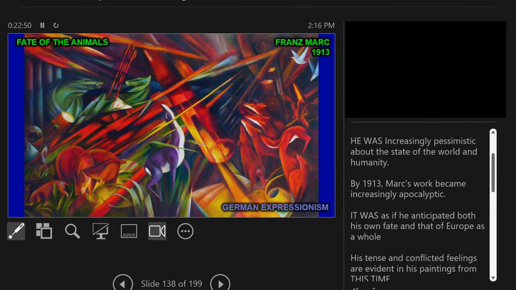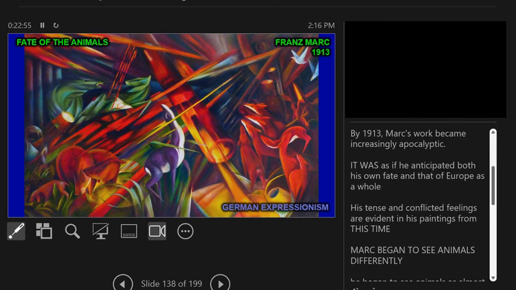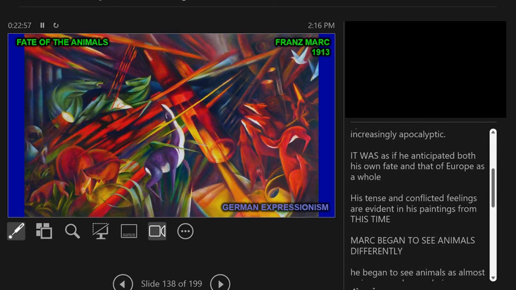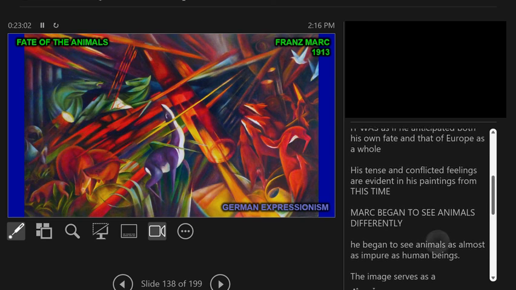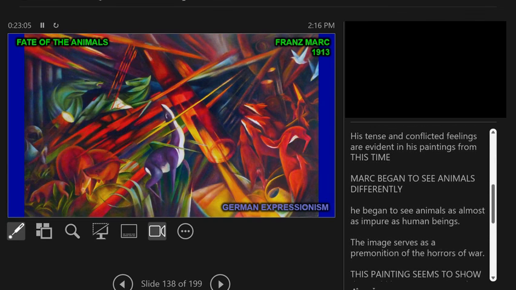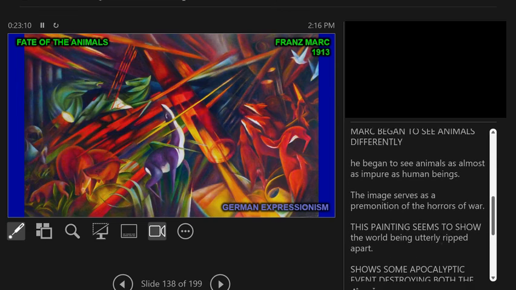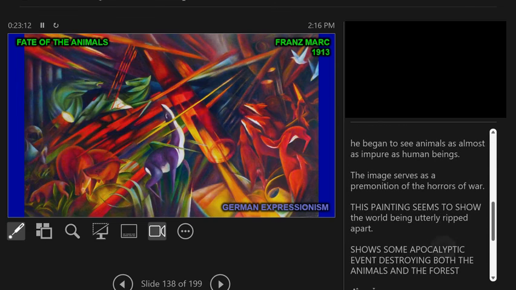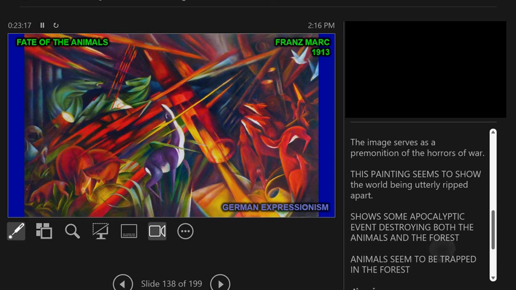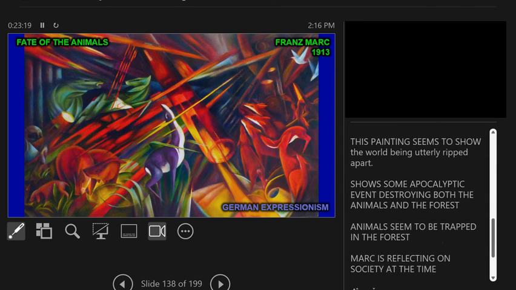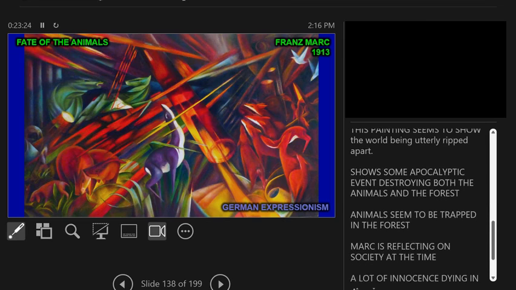So as World War I approached, his art became darker and more violent. He was increasingly pessimistic about the state of the world and humanity. By 1913, Marc's work had become increasingly apocalyptic. It was as if he anticipated both his own fate and that of Europe as a whole. His tense and conflicted feelings are evident in this painting from this time. He begins to see animals differently. He began to see animals almost as impure as human beings. So this image serves as a premonition to the horrors of war. It seems to show the world being utterly ripped apart.